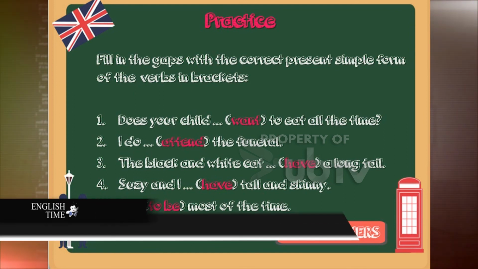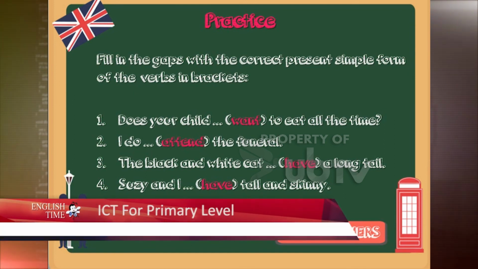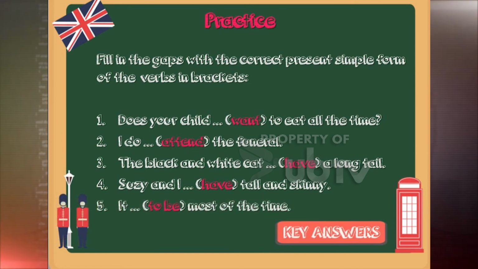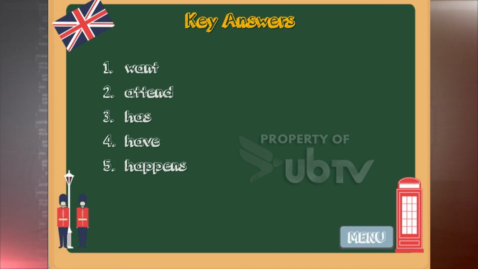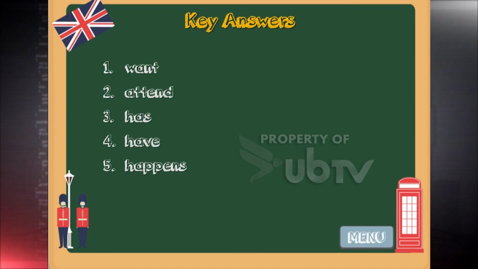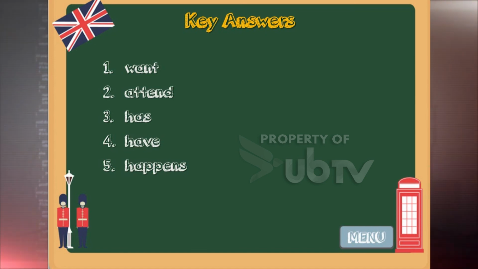Wait a minute. In number 5, it says it blah blah blah to be. But why is the key answer happens? I don't know. What's wrong with the author? So the minus of this game is the key answer and the question are not that connected.